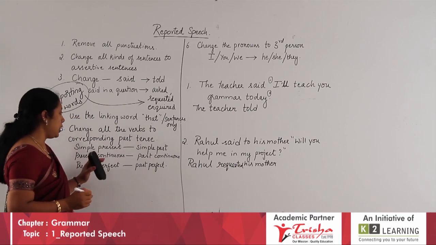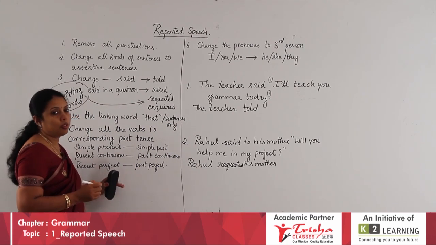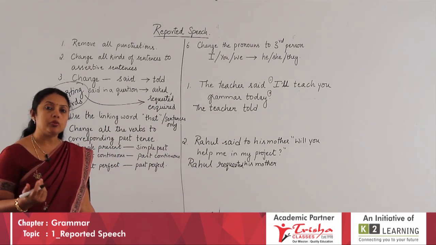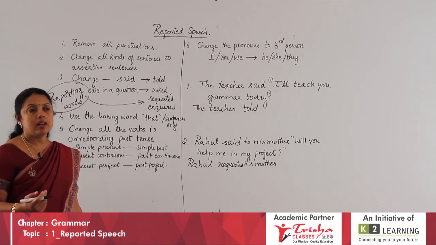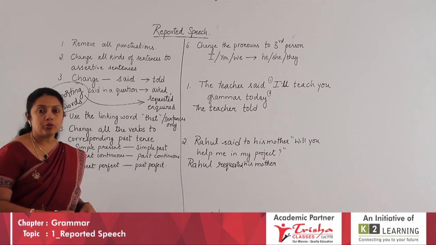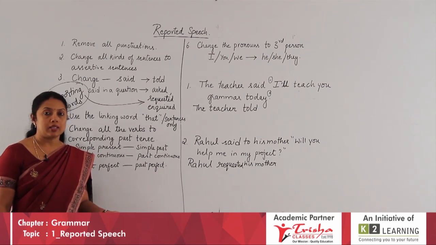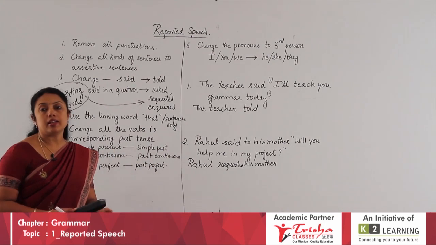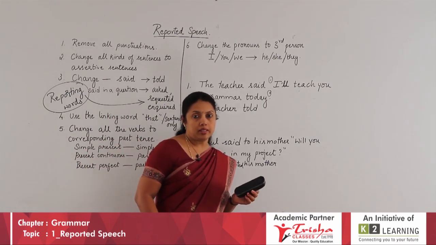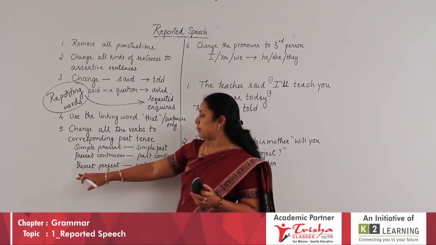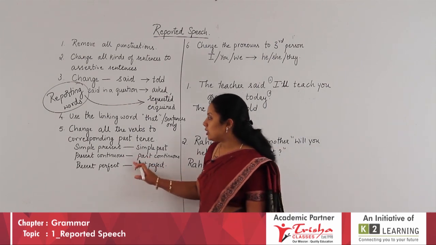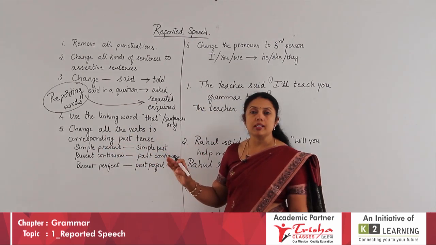Next, we have to change the corresponding verbs. Wherever we have verbs, all those verbs have to be put into the corresponding past tense. For example, when I have a simple present tense here, I need to write it in a simple past tense. Present continuous will change to past continuous tense, and similarly, the present perfect tense will change into past perfect tense. So this kind of change in the verbs is essential.